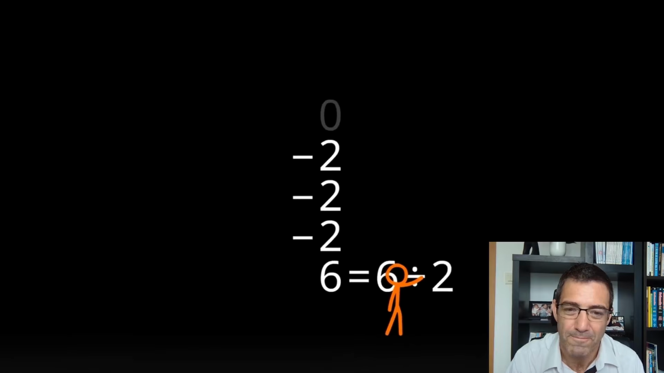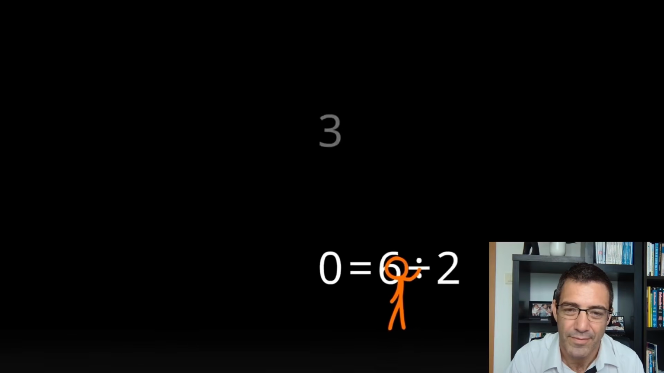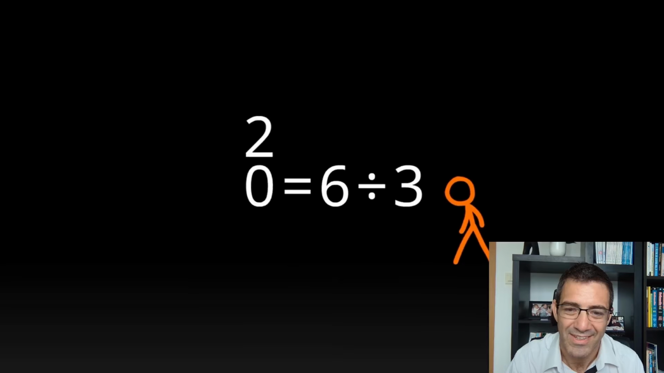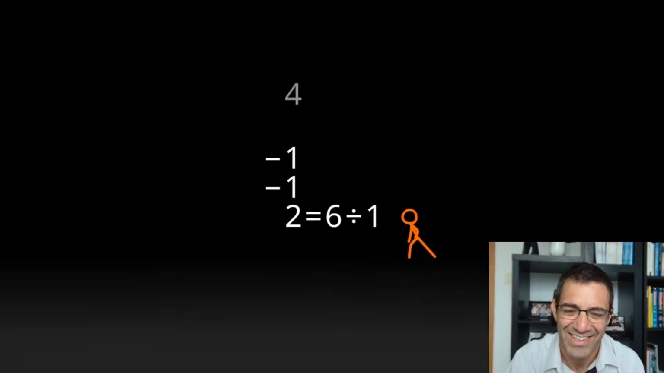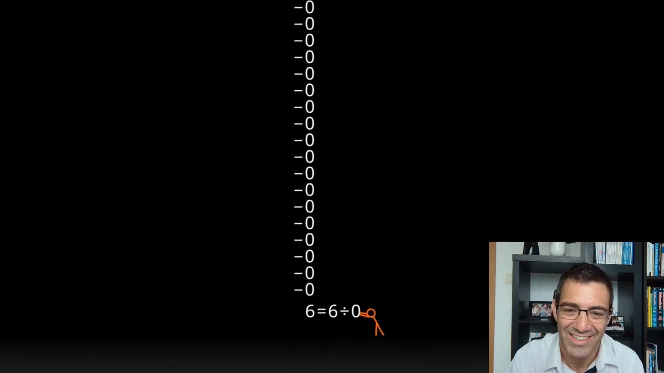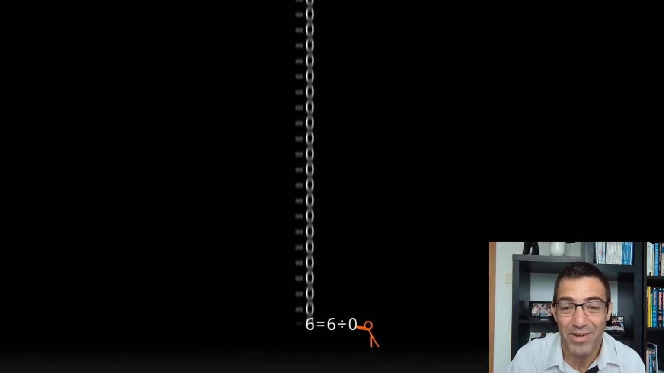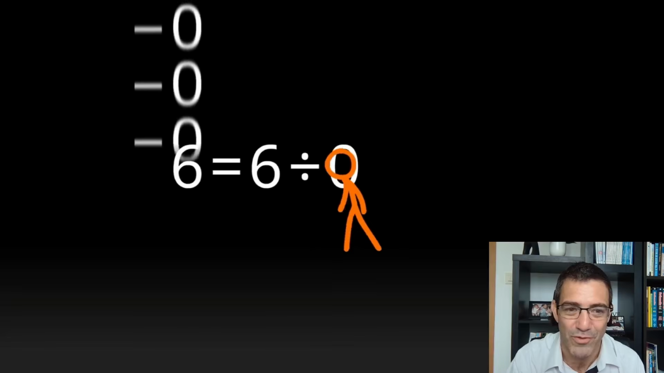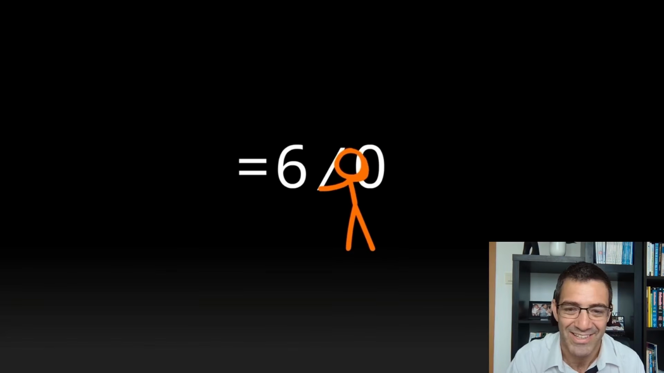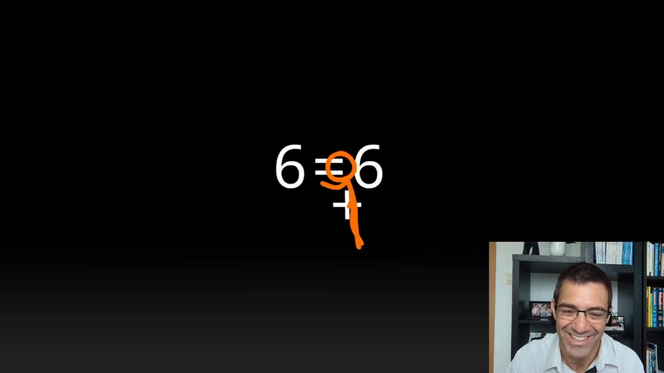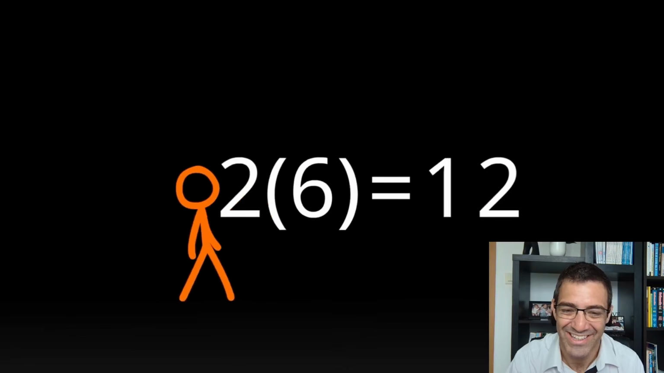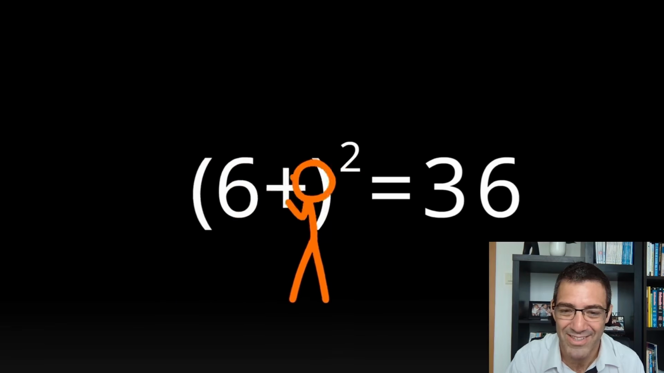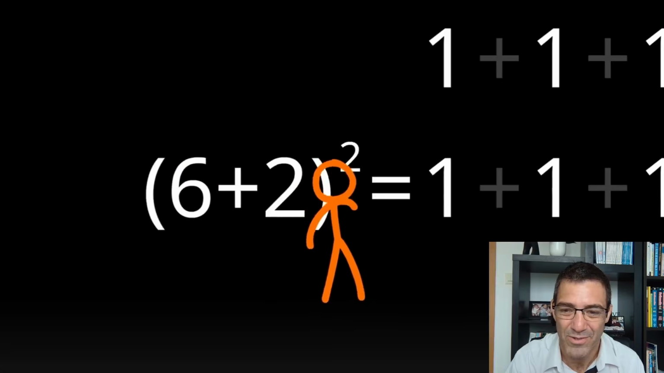Division. Whoa. Oh, dividing by 0, we're breaking mathematics here because when you divide by 0, you shoot off to infinity. You can't do that. Don't break math. Brackets, square numbers. 6 plus 2 squared. What's all this?